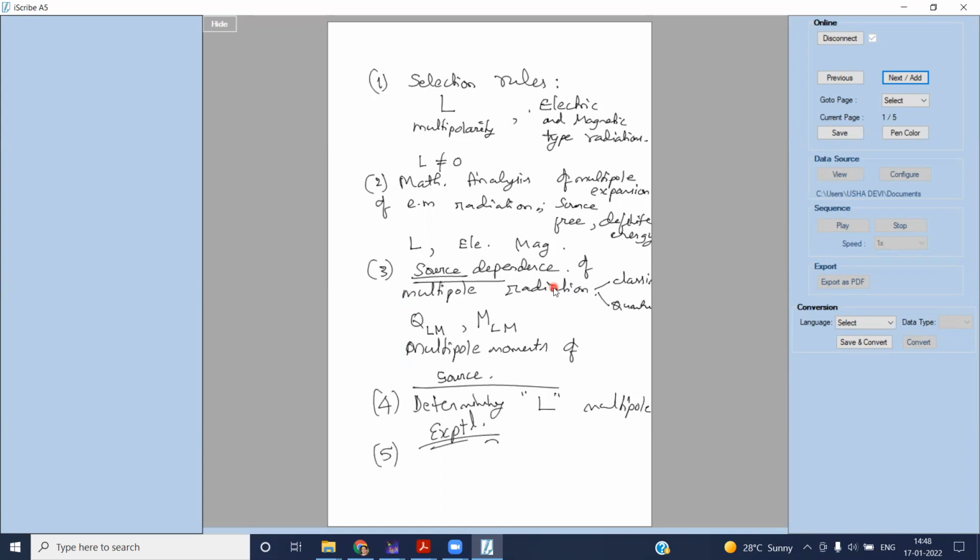Then I told you there is a gamma correlation study which retrieves it back. It tells you how to determine the L value. So from that you can determine the nuclear energy levels, and nuclear spectroscopy is enabled.